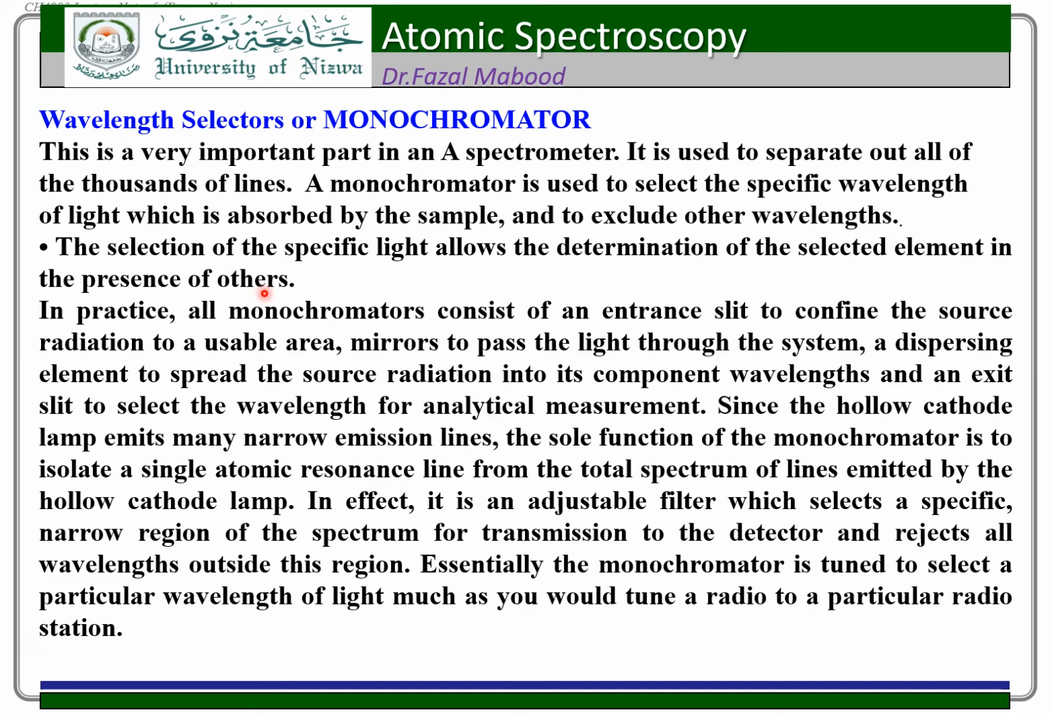We are using polychromatic light, which contains many wavelengths. Monochromatic means containing only one specific wavelength. So the device with the help of which we can separate the different wavelengths from each other is known as a monochromator.